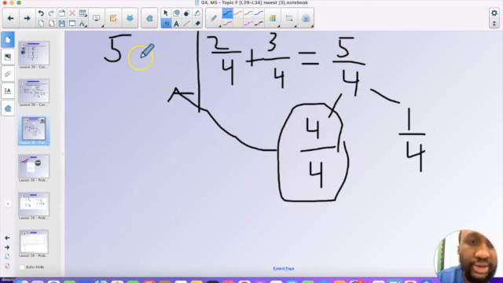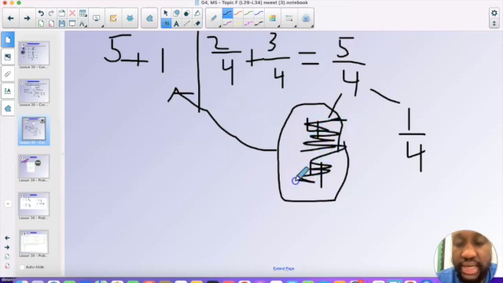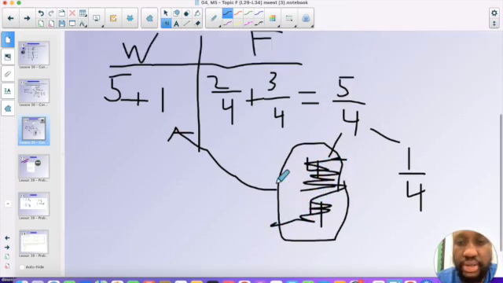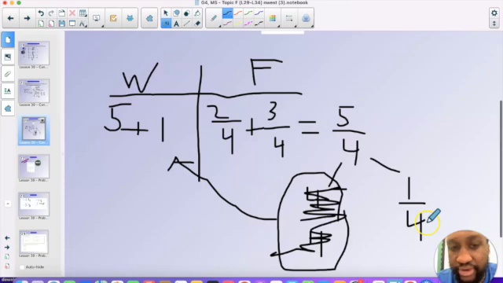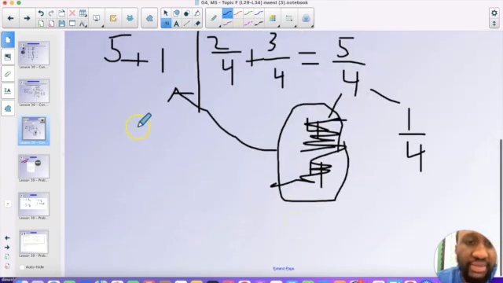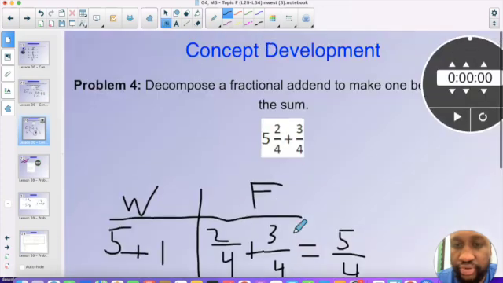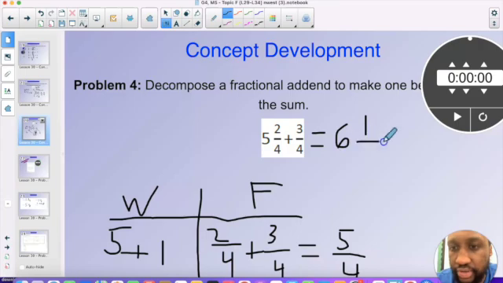So this whole now is not 5, but 5 plus 1, because it now makes 1 whole. Alright? So this 1 whole, I can now scratch out. And I have 1/4 here. So what's left over is 1/4. And I have 5 plus 1, that makes 6. So my answer to the question would be 6 wholes and 1/4.